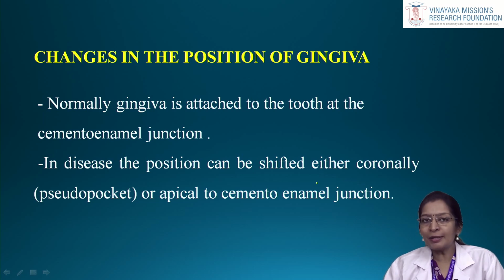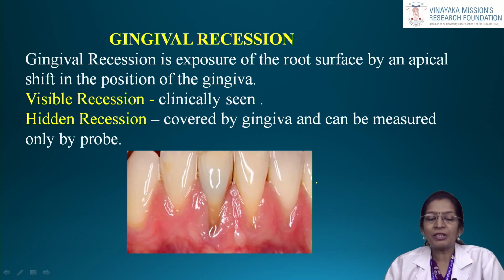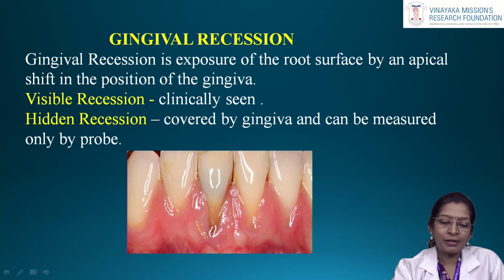In the case where the marginal gingiva is shifted apically to the cemento-enamel junction, that condition is called gingival recession. Gingival recession is defined as the exposure of the root surface by an apical shift in the position of the gingiva. This recession can be visible when seen clinically, or hidden, covered by the gingiva and measurable only by the probe.